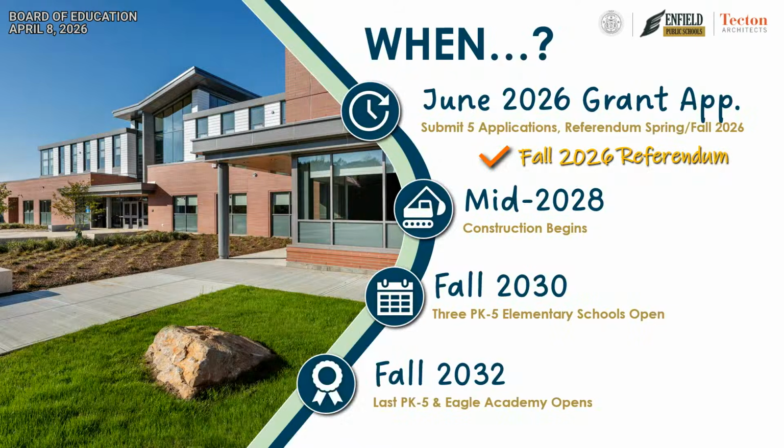We're here tonight because we're working towards about 3 dozen or so electronic grant application checklist items. The educational specifications, or the approval of them from the Board of Education, is one major component of this grant application. The current plan right now is to go to fall referendum, and then with any luck, with support of the community, construction would begin for the first phase in mid-2028. And then 3 elementary schools would open in fall of 2030, with the remaining pre-K-5 and Eagle Academy opening in 2032. Again, long-range plan, 8-10 years of work went into this.